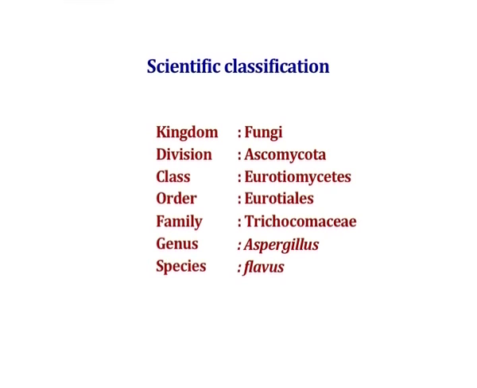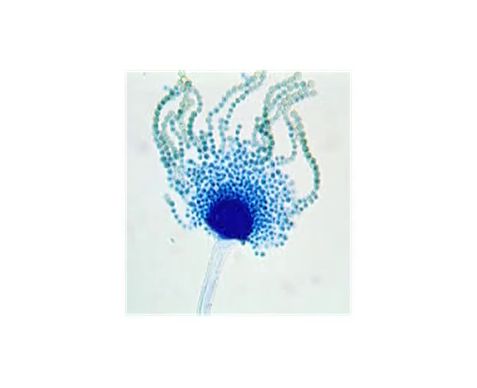Now let's see about the scientific classification of this pathogen. Kingdom is fungi, division Ascomycota, class Eurotiomycetes, order Eurotiales, family Trichocomaceae, genus Aspergillus and species is flavus. Now let's see about the character of this pathogen.